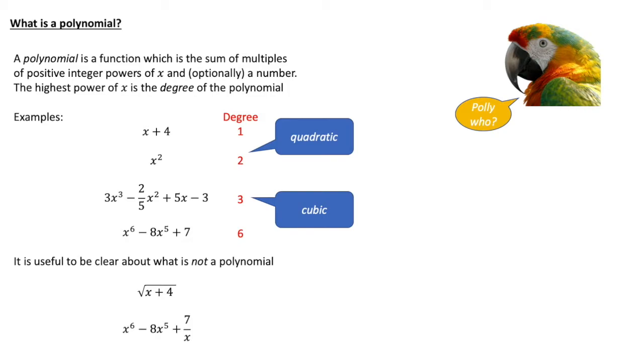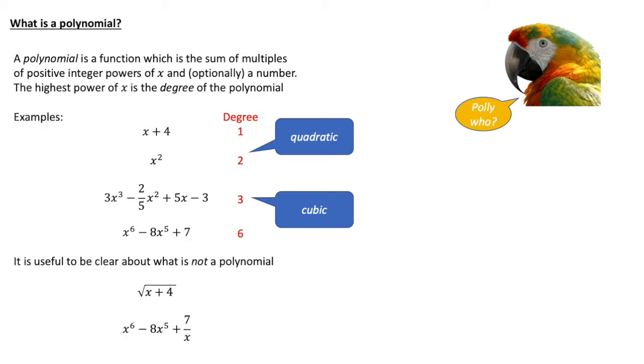x to the power of 6 minus 8x to the 5 plus 7 over x, well, 1 over x is the same as x to the power of minus 1, and the definition of the polynomial is that you have to have positive integer powers. Now that's a negative integer power, so not allowed. So neither of those are polynomials.